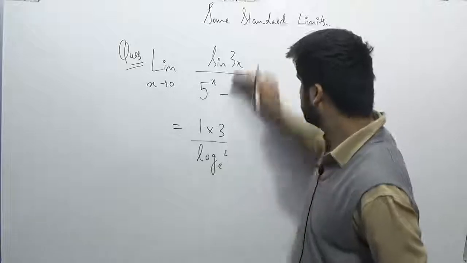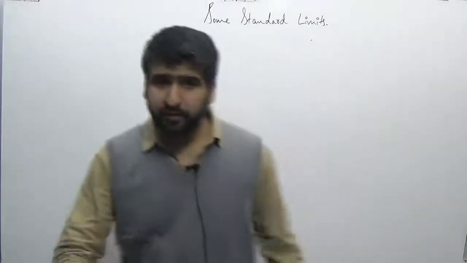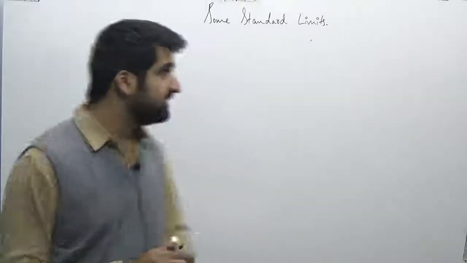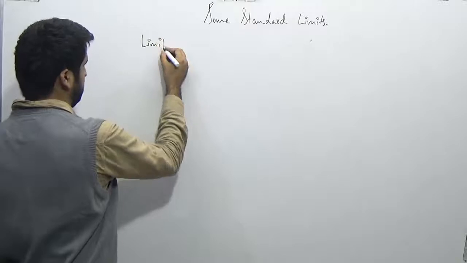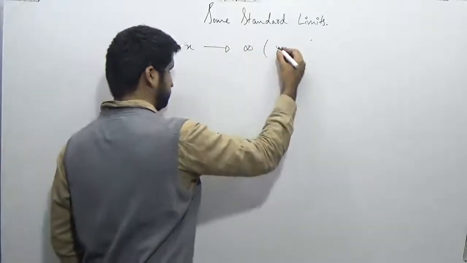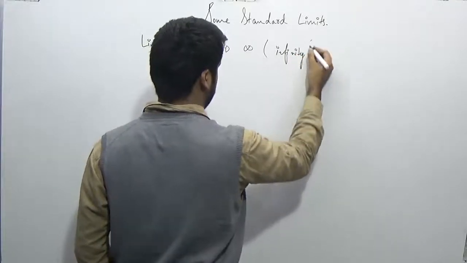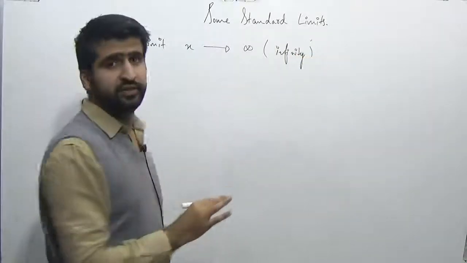Let's move on. So these were the cases when the limit of our variable tends to 0. Now let's see what will happen when the limit x tends to infinity. Or let's see the infinity by infinity form. But before doing that, let's understand the concept of infinity.